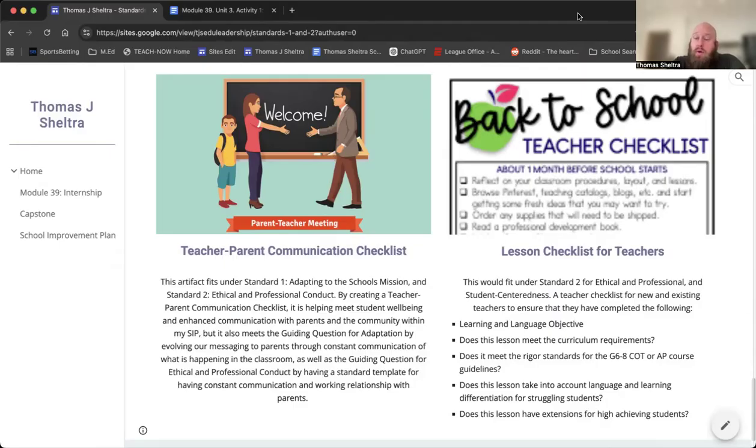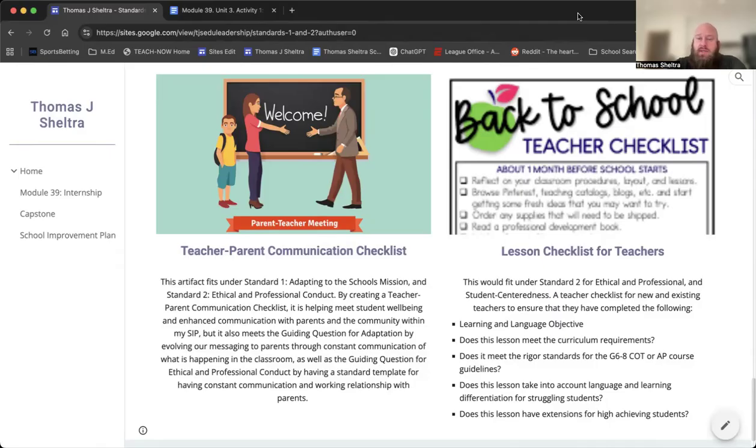with what we are doing as a school, but also with what that teacher is doing in their classroom, which I think fits Standard One, adapting to the mission and vision, but also Standard Two, with ethical and professional conduct and student centeredness, and also parent communication.